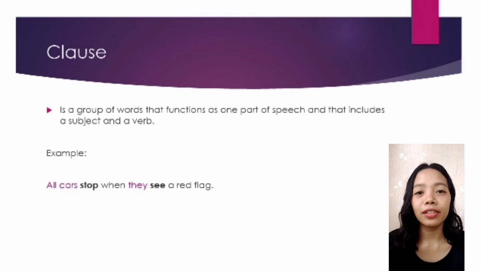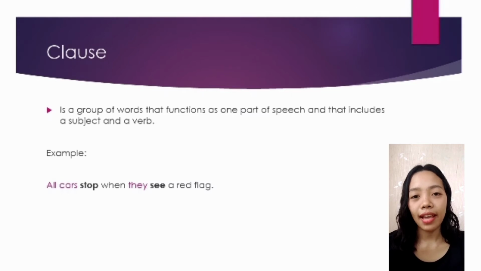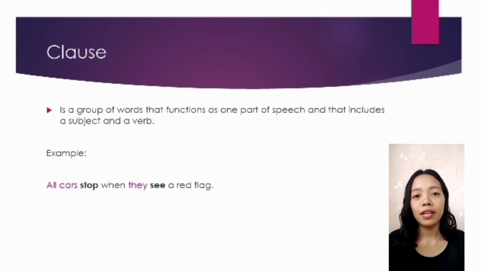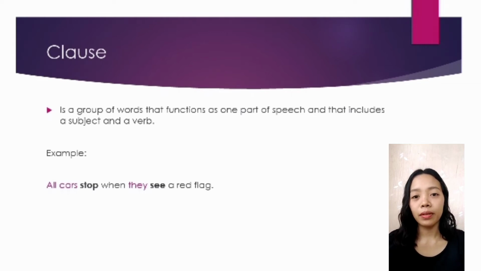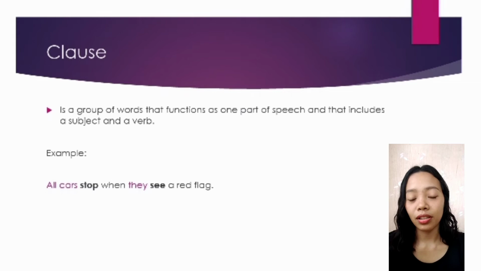So ano naman yung dependent clause? A dependent clause is a group of words that contains a subject and a verb. Pareho lang siya sa independent clause na merong subject and verb. But take note, a dependent clause does not express a complete thought. It means that a dependent clause cannot be a sentence. It is often marked by a dependent marker word.